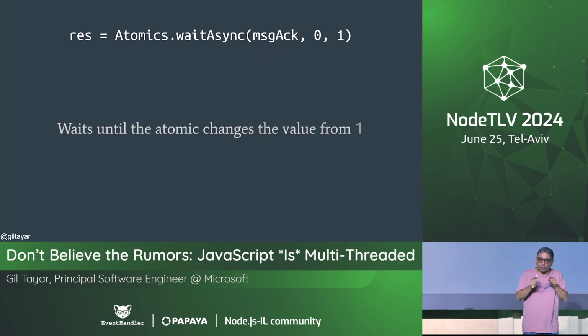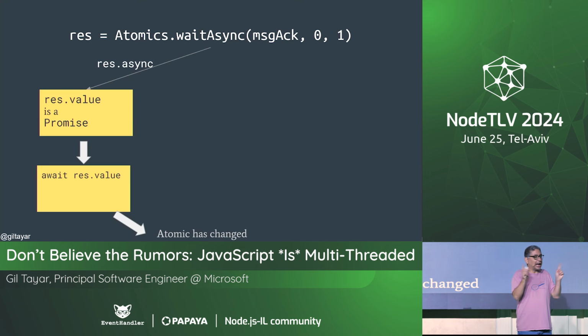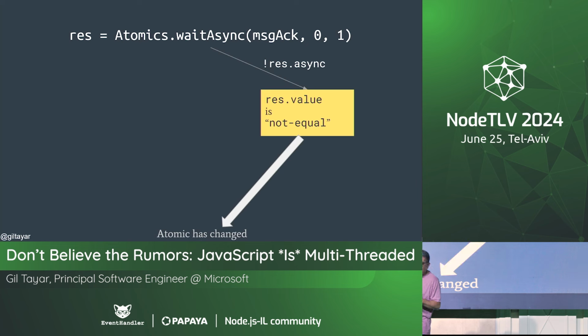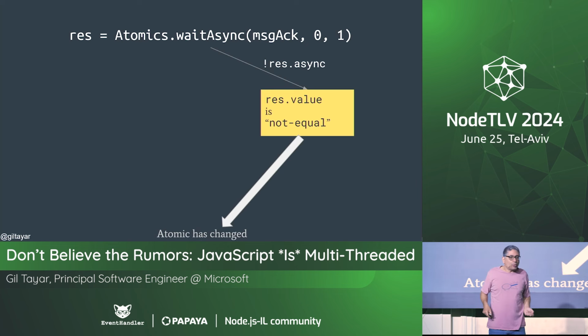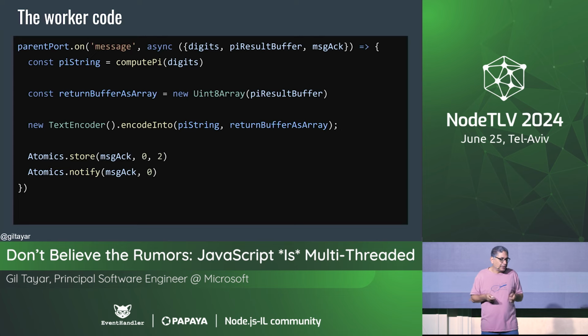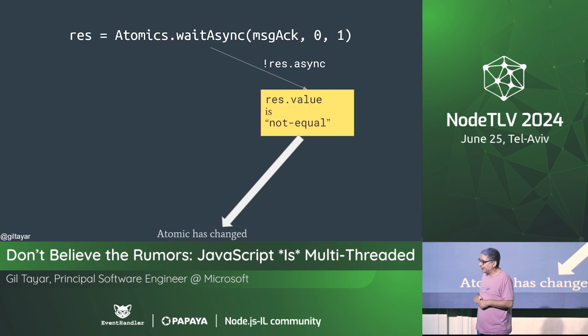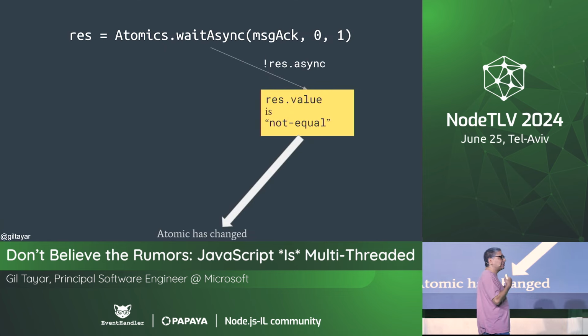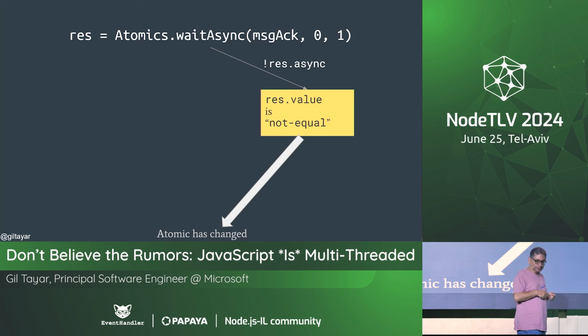And it looks like this. Atomics.waitAsync. So it's waiting until the value changes from 1. If it hasn't changed from 1, it tells me that this is an async call, so I need to await the res.value, and we're good. But maybe the value is already different from 1. Great. Res.value will be not equal, and the atomic has changed, and I don't need to await anything. So in this case, sometimes I don't even need to do an await.